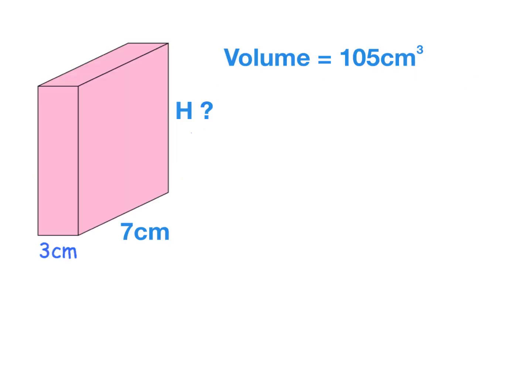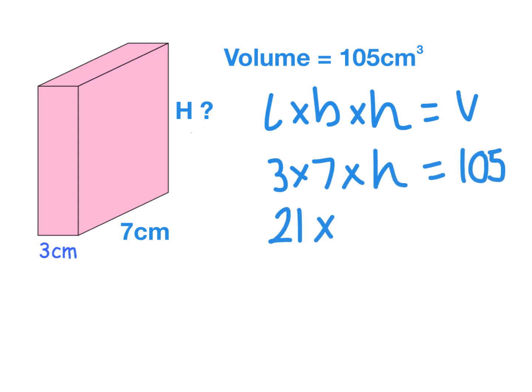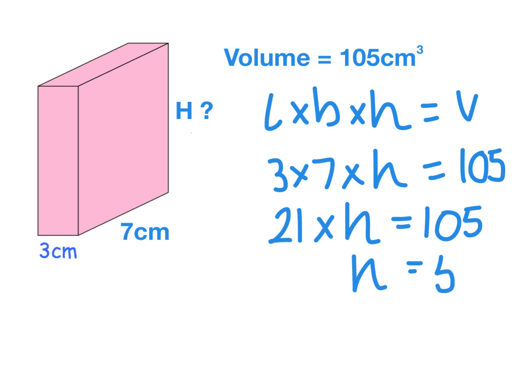This time my volume's 105. So I know that I did length times breadth times height to get my volume. So I did 3 times 7 times my height this time to get 105. 3 times 7 is 21. So I did 21 times my height to get 105. So you're going to do 105 divided by 21. Now hopefully you could spot that. Counting up in 21s, I know 5 21s make 105. So 105 divided by 21 is 5. So my height is 5 centimetres.